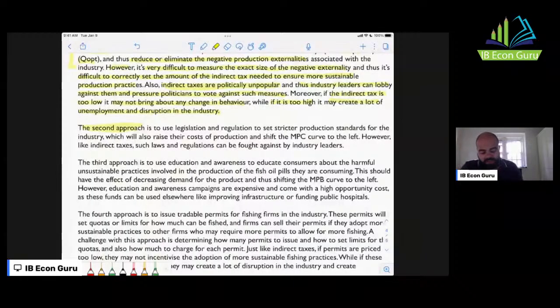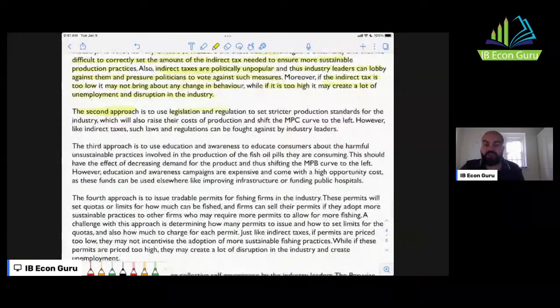The second approach is to use legislation and regulation to set stricter production standards for the industry, which will also raise their cost of production and shift the MPC curve to the left. However, I'm evaluating it like the indirect tax: such laws and regulations can be fought against by industry leaders.